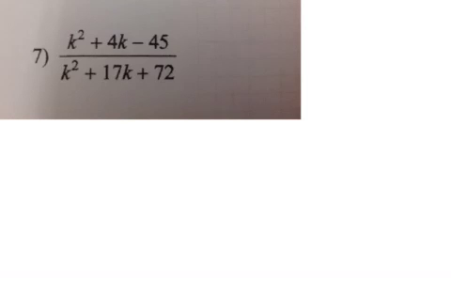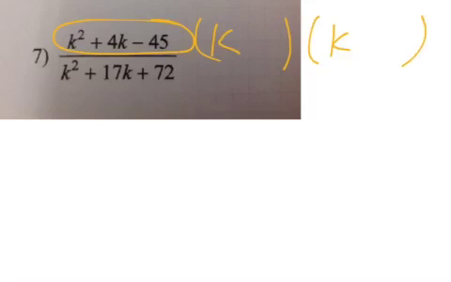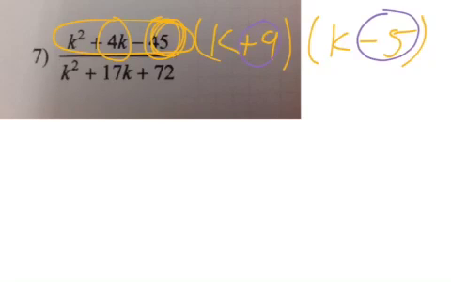Okay, I want to do a couple more miscellaneous problems. And here was another one I put on the worksheet just to remind you of factoring. So that right there, guys, I hope you agree I can factor. I can go k times k, and 45 is 9 times 5. 9 times 5 gives me that 45 there. Now, how do I get a plus 4? Well, isn't that a plus 9 minus 5? And of course, 9 times negative 5 is negative 45.